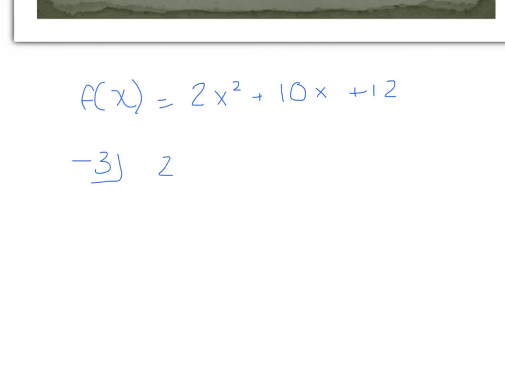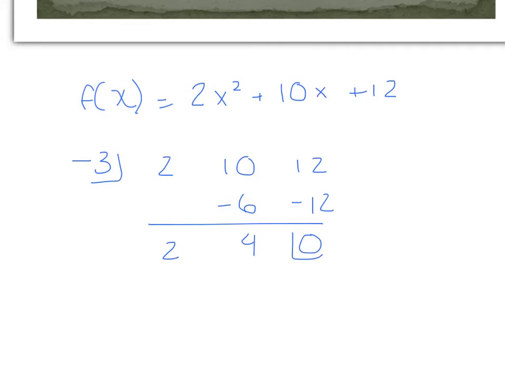So 2, 10, 12. Bring down the 2. Negative 3 times 2. 10 plus negative 6, that's 4. Negative 3 times 4. When I add them, what do I get? 0. Let's depress it, because remember, we start at the second power, so that means my answer is going to go to the first power, so that's 2x plus 4.